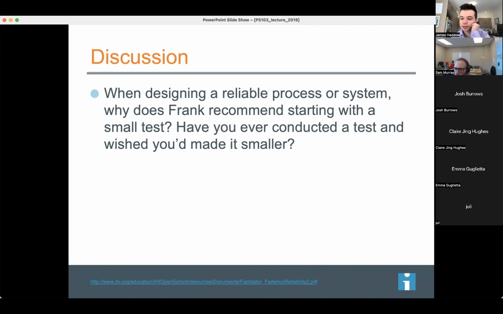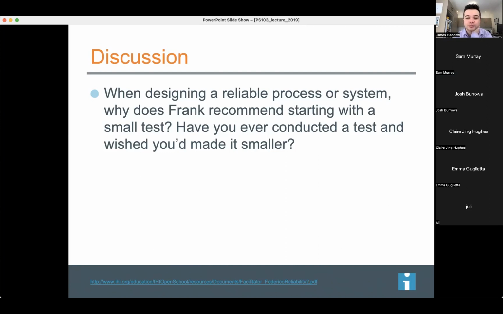Josh said his audio doesn't work, but in the chat he says, I think Frank recommends testing small to trial a process and see what would work and what doesn't. I come from an engineering background and have definitely wished I made some tests smaller. Okay, that's great to know.